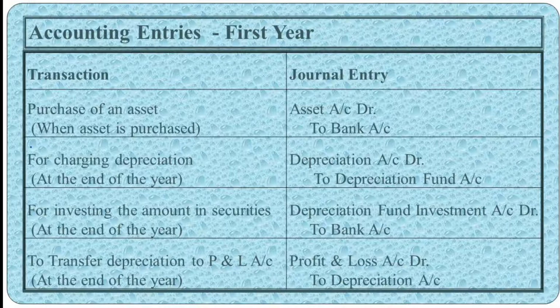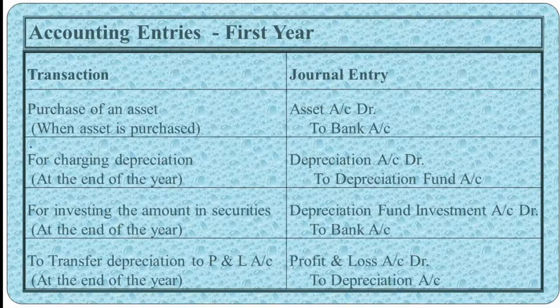The next entry in the first year is to invest the amount charged as depreciation in securities. When amount is invested in securities, the amount is debited to an account called as depreciation fund investment account and bank account is credited. That is, the entry for amount invested in securities is depreciation fund investment account debit to bank account.